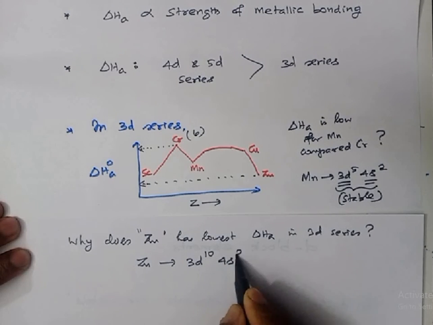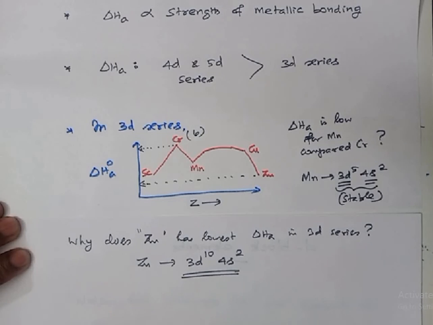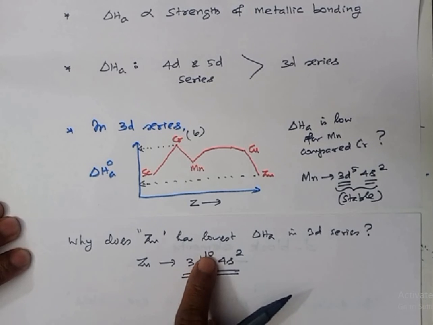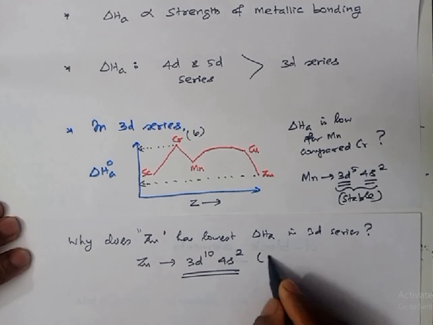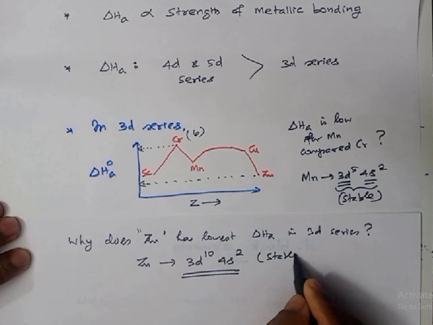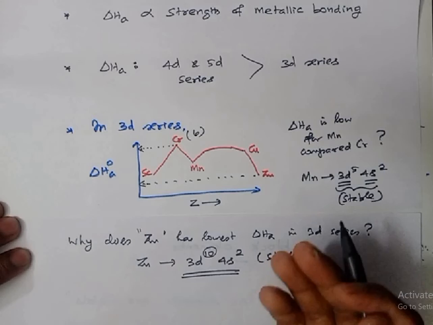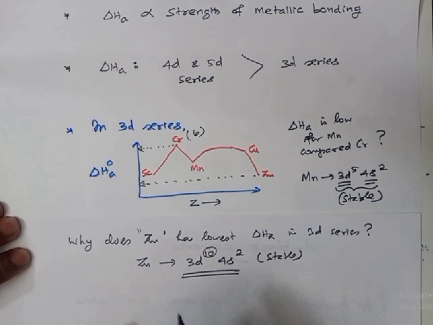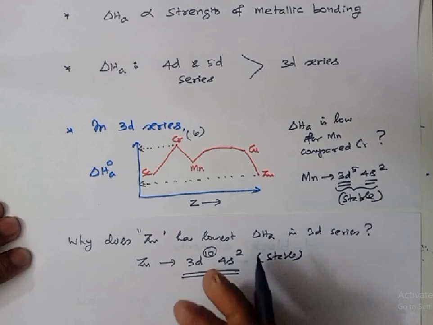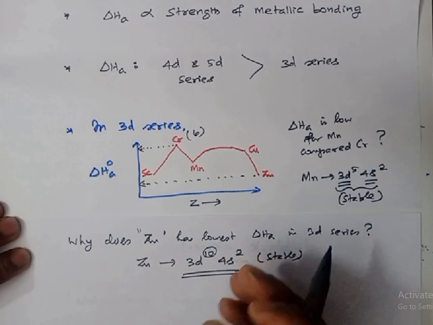Students, observe carefully. 3d10 4s2. The d subshell is completely filled. So this is a very stable configuration. In a stable configuration, the electrons are not involved, and there is no unpaired electron. So metallic bonding is very weak.